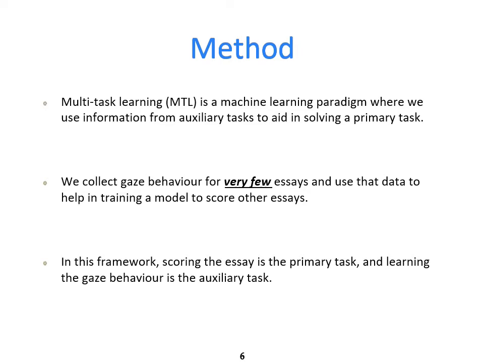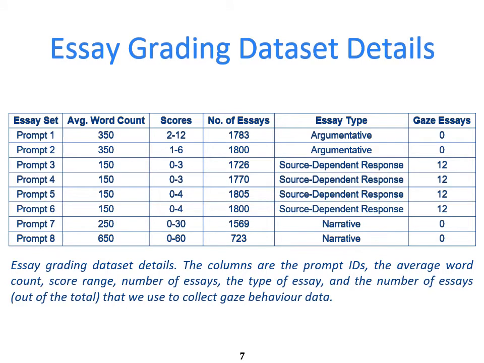Multitask learning is basically the approach which we use. It's a machine learning paradigm where we use information from auxiliary tasks to help in solving a primary task. In our approach, we collect gaze behavior for a very small number of essays and use that gaze behavior data to help in training a model to score other essays. So here, scoring the essay is the primary task and learning the gaze behavior is the auxiliary task.